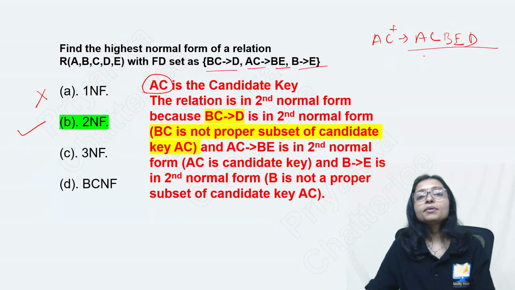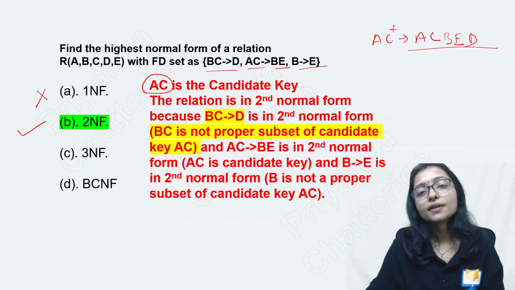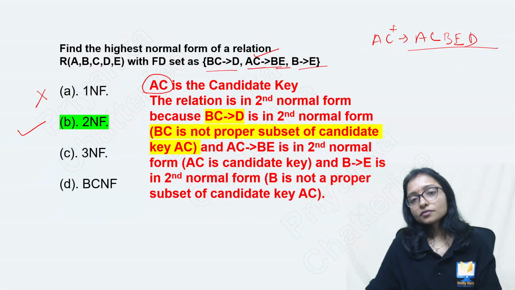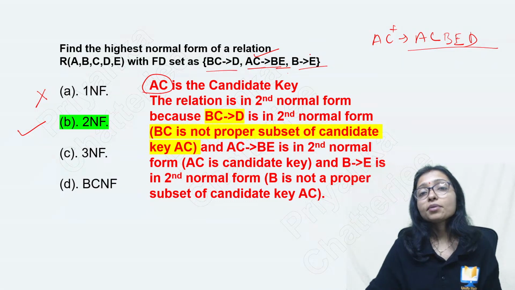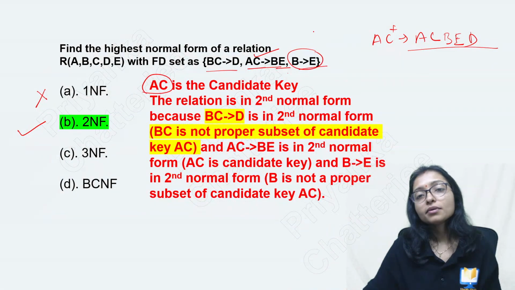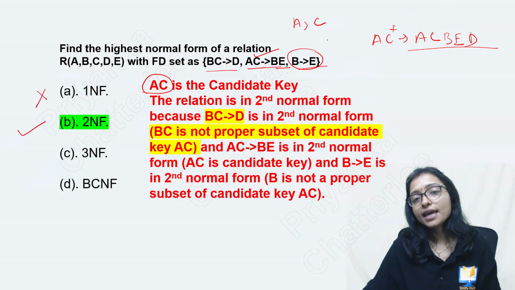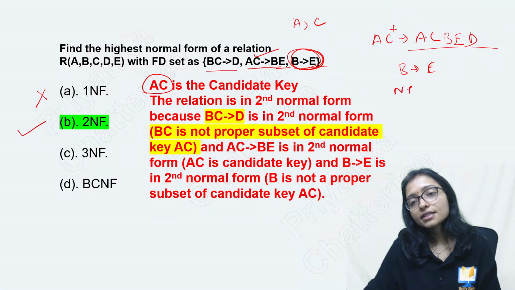Now, as AC is your candidate key, this is no problem. But here I am getting non-prime to non-prime, because the prime attributes are A and C. B implies E is non-prime to non-prime. That's why it is not in 3NF.